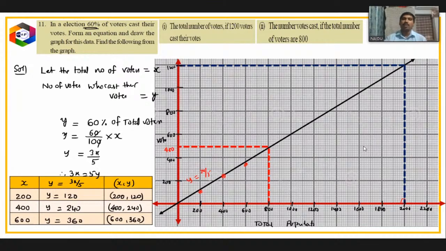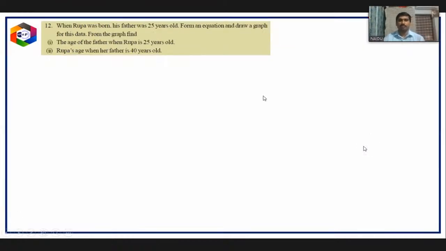I say it again. Yes, children, I will move to the next question, the 12th question. The question is: when Rupa was born, her father was 25 years old. Form an equation and draw the graph for this data. From the graph, find the age of the father when Rupa is 25 years old, and Rupa's age when her father is 40 years old. These two answers should be given based on the graph, children.